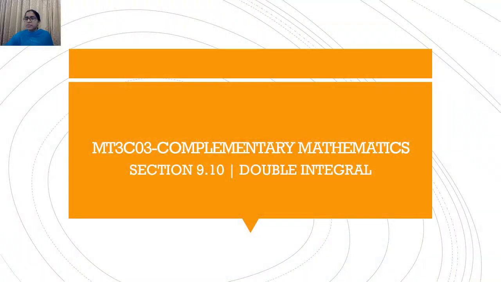We shall continue with our section 9.10 of double integrals. In the previous lecture, we had seen what the geometric interpretation of a double integral is, and how we can determine the area and volume of a given surface using double integrals.